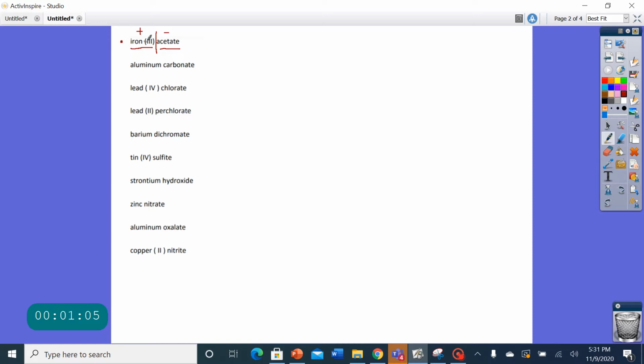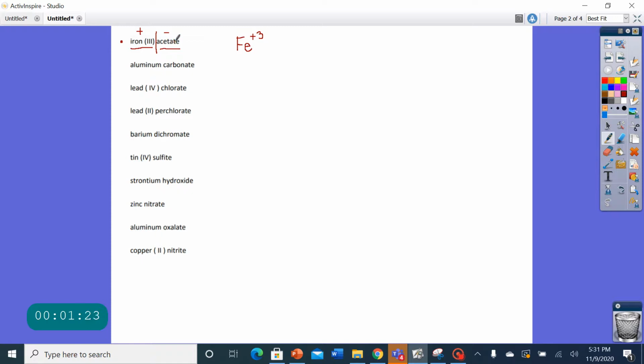So coming back to this, that Roman numeral 3, what's cool about it is that I don't have to go and look for the oxidation number. That tells me what the oxidation number is. So since this is a Roman numeral 3, it's going to be a positive 3.